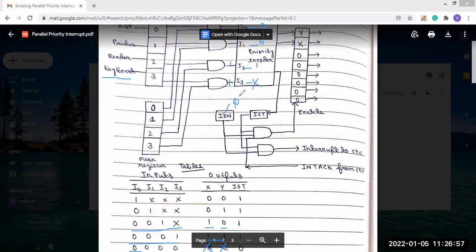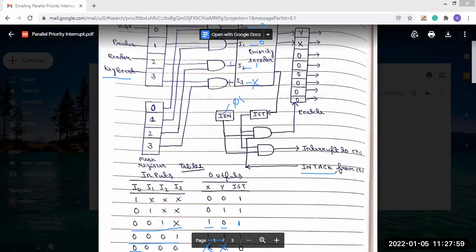And if its value is one, that means the interrupt will be handled by the CPU. And if IEN and IST both have value one, then INTACK. Now what is this INTACK? Interrupt acknowledgement. So if an interrupt is generated, the interrupt acknowledgement from the CPU will go. In daisy chaining, you have seen that the interrupt acknowledgement signal goes to the highest priority input output device, and if that device generated the interrupt, it will consume it, otherwise it will pass it on.